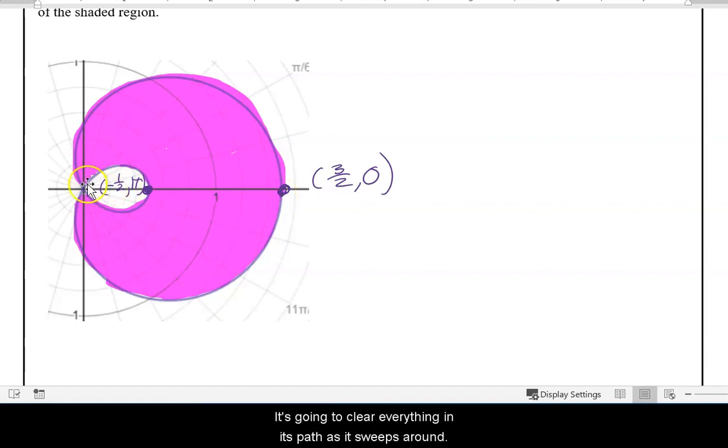It's going to clear everything in its path as it sweeps around. That includes this hollowed out loop in the center. We'll have to go from 0 around to when it reaches the pole, and then we'll want to go back in and subtract out this part. That will give us the area of the pink region in the upper half, which we can then double to get the area of the whole thing.